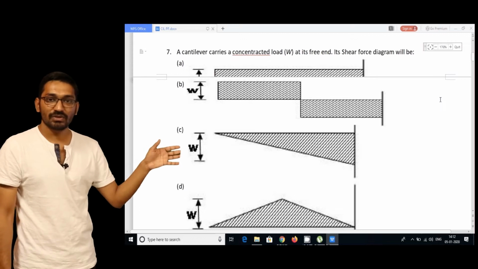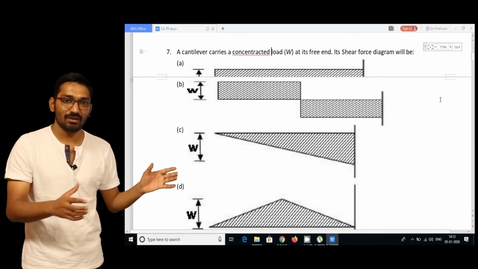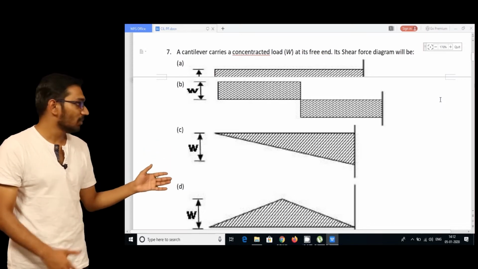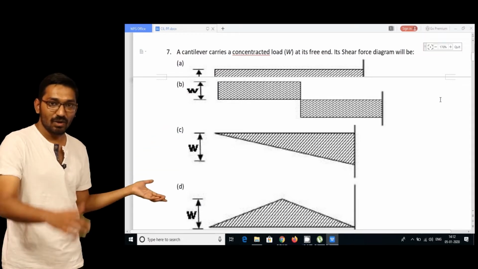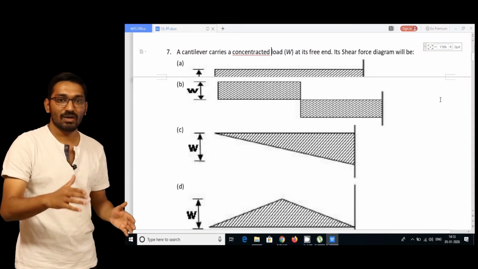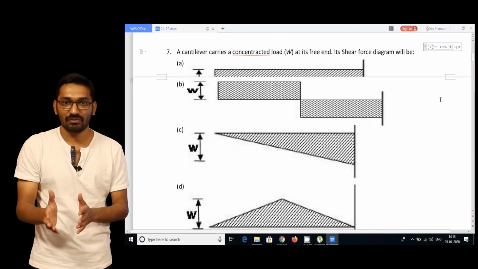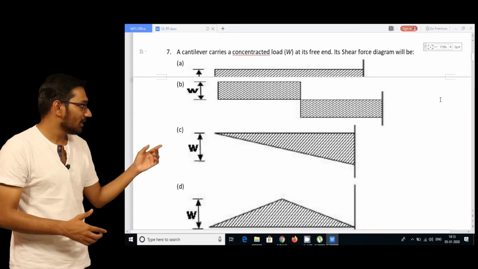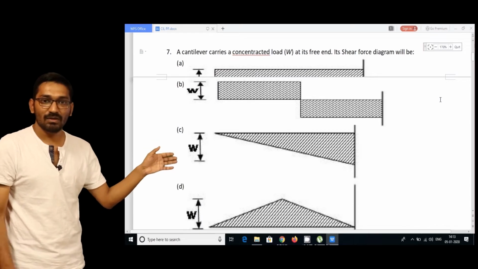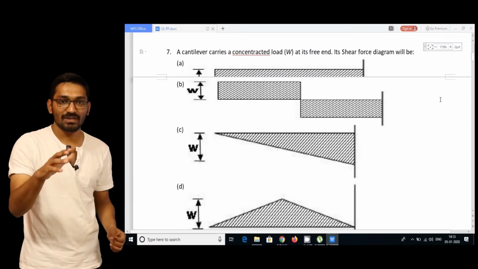And if the shear force is constant, if they ask what the bending moment is, then the bending moment will be a straight inclined line, because the bending moment is directly proportional to the distance from the free end. Or if you find that at any section the bending moment will be W into X, so you will get a straight line.